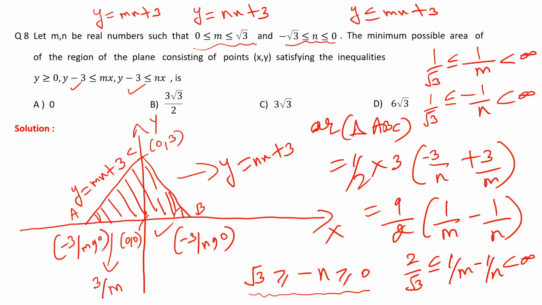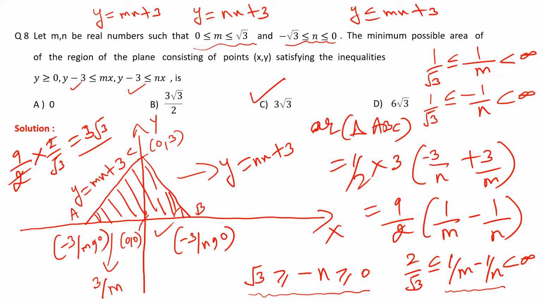So now we are just interested to find the minimum value of this area, and we know that the minimum value of 1 upon m minus 1 upon n has come as 2 upon root 3. So what is the answer? It is 9 upon 2 into 2 upon root 3. So just do the calculations. This becomes 3 root 3. So that means option C is the correct one.